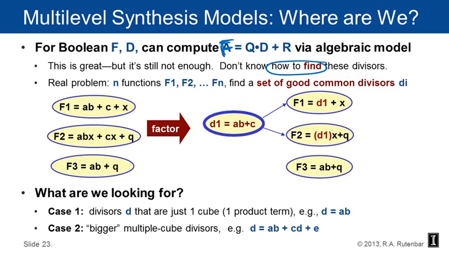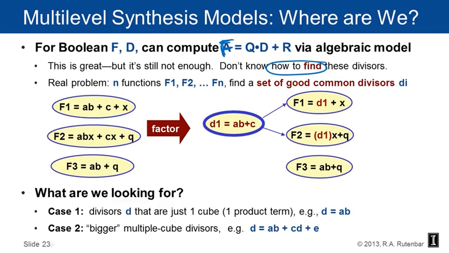So for example, on the left-hand side, f1 is ab plus c plus x. f2 is abx plus cx plus q. f3 is ab plus q. And what I'd like to do is discover that d1, a factor ab plus c, can be divided into all of these functions, or at least it can be divided into f1 and f2 as shown here. It can't be divided into f3. So, said differently, if I give you f and I give you d, I can compute f divided by d. But in a big logic network, there's a lot of f's, and I have no idea what the d's are. I need to figure out how to find divisors, how to extract them from these complicated f nodes.